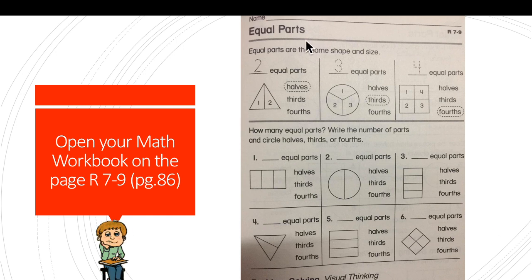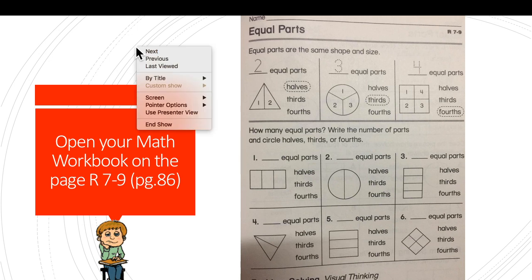Here you have again the revision. If the shape is divided into two equal parts, we call them halves. If the shape is divided into three equal parts, we call them thirds. And if the shape is divided into four equal parts, we call them fourths. Let's count. How many parts do we have in each shape and what do we call them?